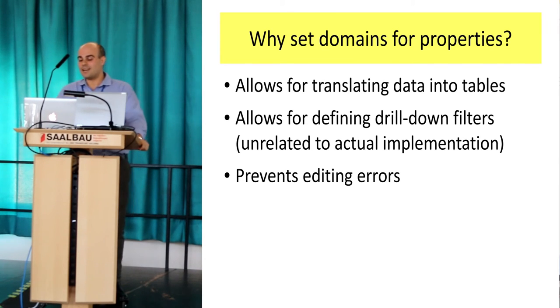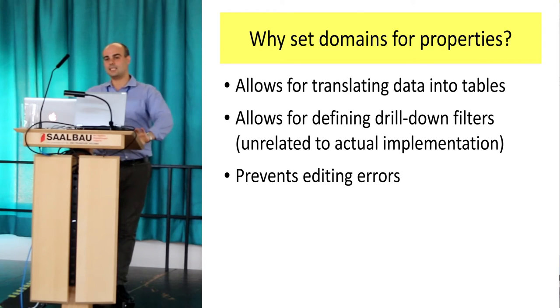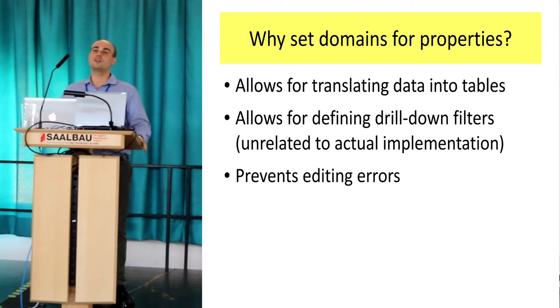Again, back to drill down, although this is a different thing. It lets you define the drill down filters for a class. It's not related to the speed, but just the fact that if you know the set of properties for a class, then it means you know what the facets are. The filtering can be for that class. And then finally, you can prevent editing errors in Wikidata.